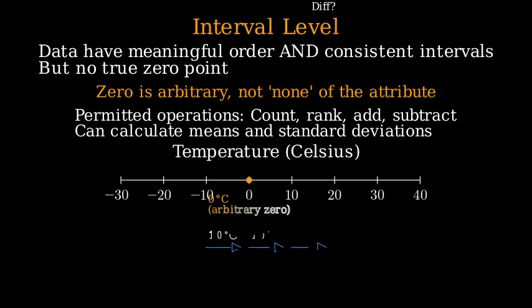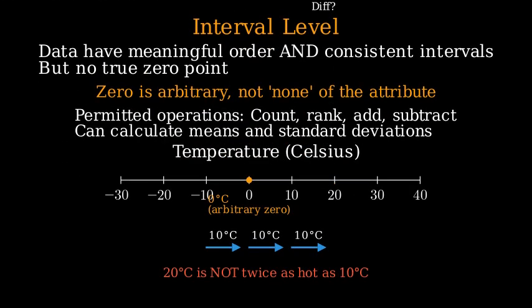Classic examples include temperature in Celsius or Fahrenheit and calendar years. The difference between 10 degrees C and 20 degrees C is the same as the difference between 20 degrees C and 30 degrees C. But 0 degrees C doesn't mean no temperature. It's just where we decided to place 0 on the scale.